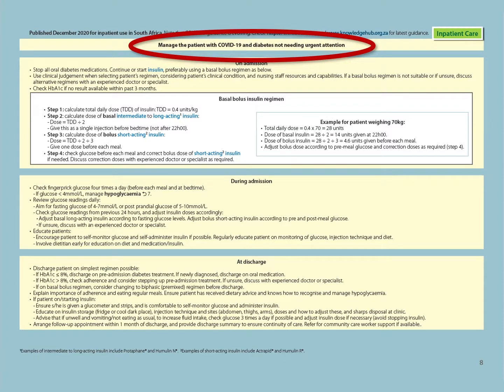As there is currently no formal local national guidance on the management of patients admitted with both COVID-19 and diabetes, this section is aligned to the latest hospital standard treatment guideline and essential medicines list. If you are unsure at any stage about the management of such a patient, we suggest you discuss their care with an experienced doctor or specialist.